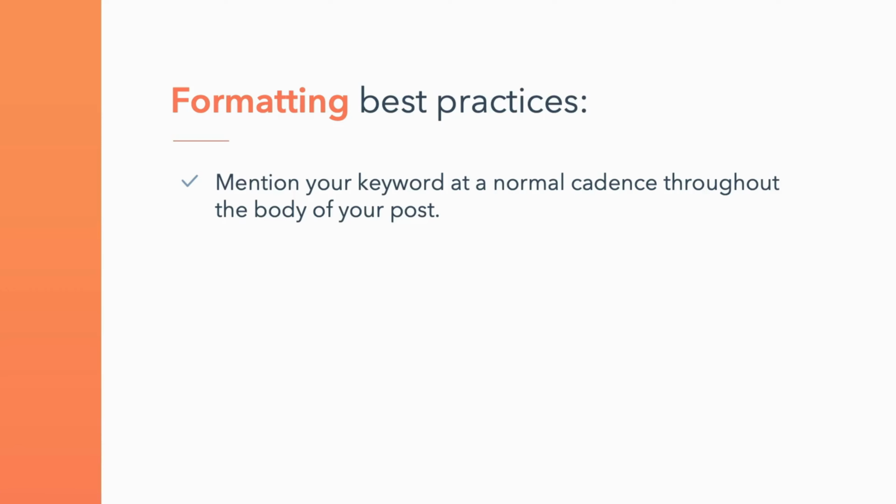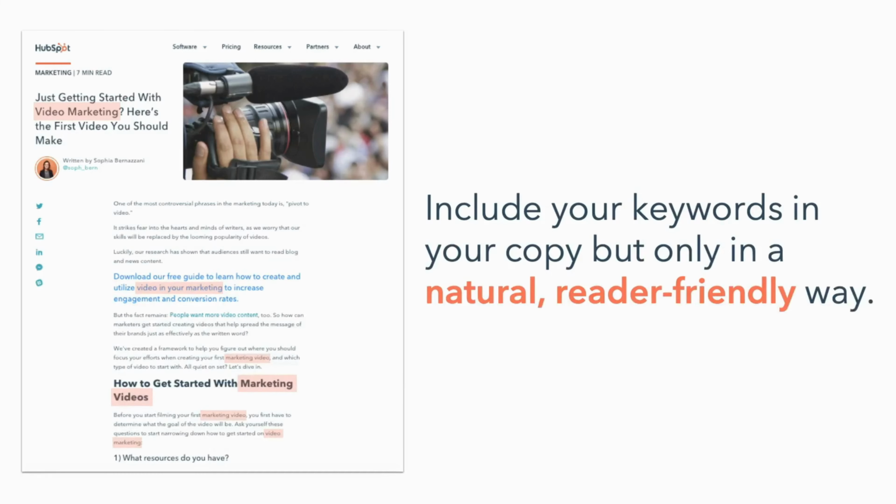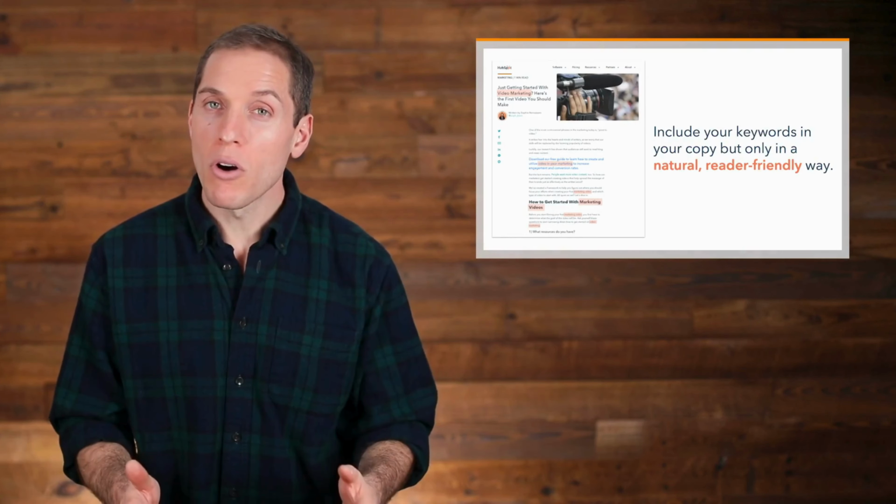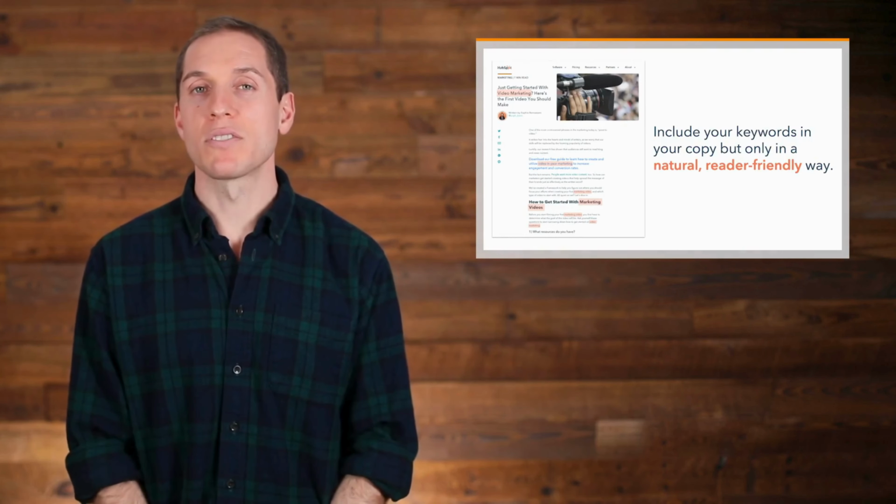Let's review some formatting best practices to ensure you're creating effective blog posts that are remembered. Mention your keyword at a normal cadence throughout the body of your post and in the headers when it makes sense. That means including your keywords in your copy, but only in a natural, reader-friendly way. Don't go overboard though, at the risk of being penalized for keyword stuffing.